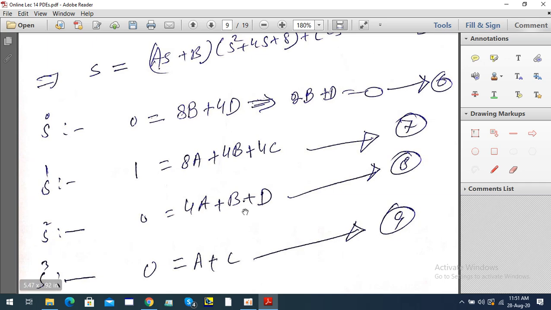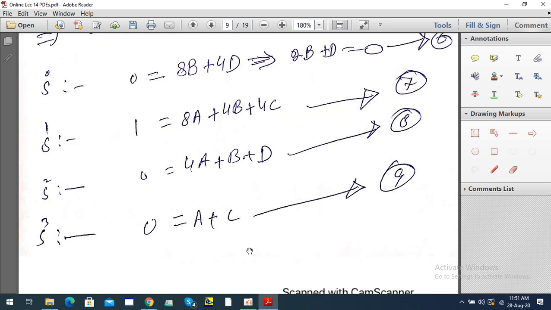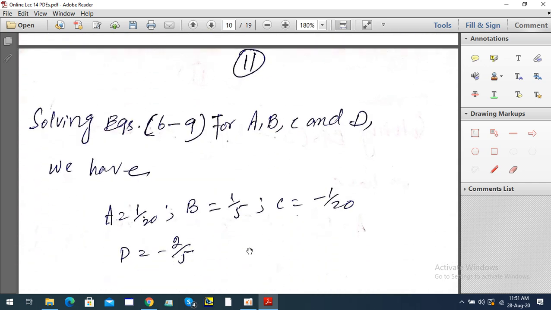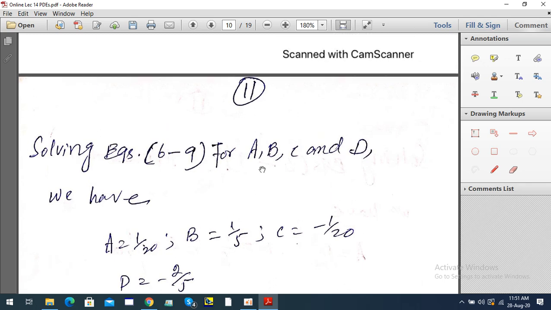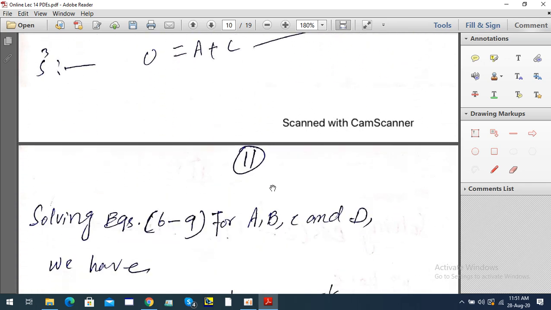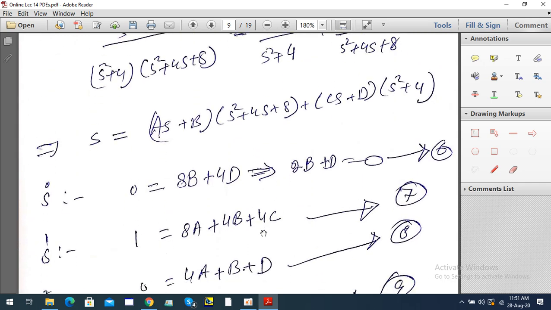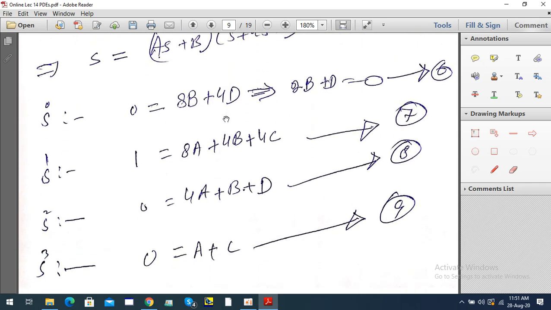Similarly for s square and s cube. So we have A, B, C, D, four unknowns and four equations. You can solve equations 6 to 9 for A, B, C, and D. This is your homework. Just verify; you have to find A, B, C, D by proper procedure. You can make a matrix of this, and then using elementary row and column operations, you can find A, B, C, D.